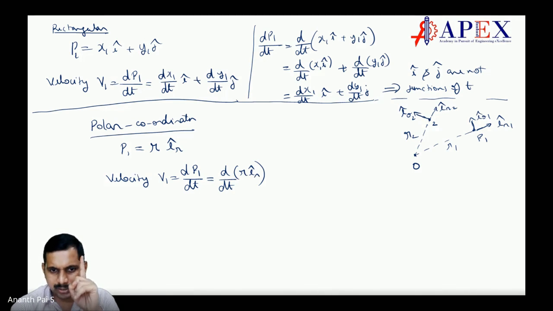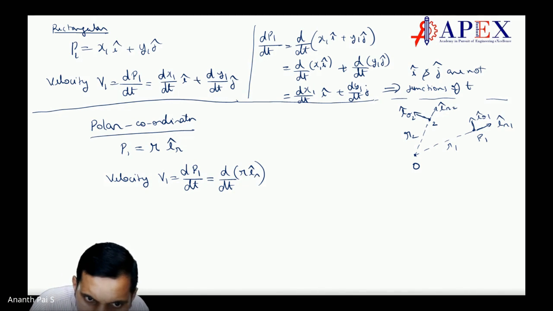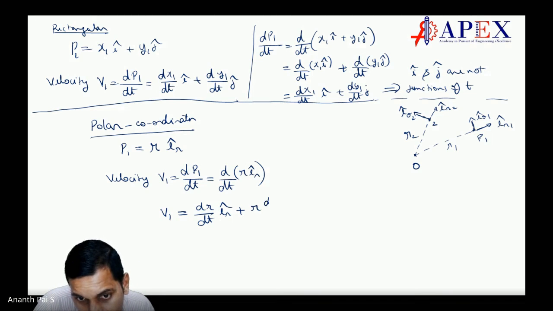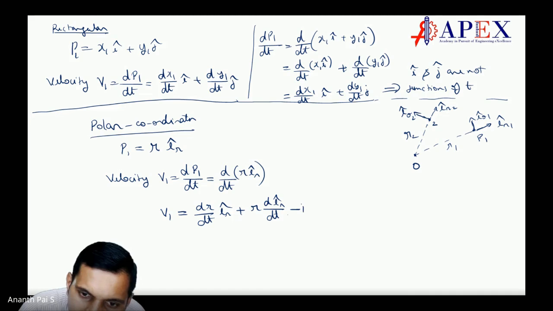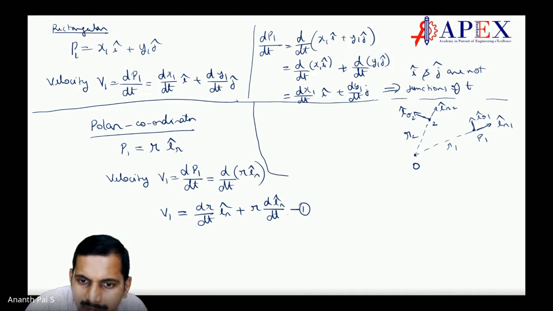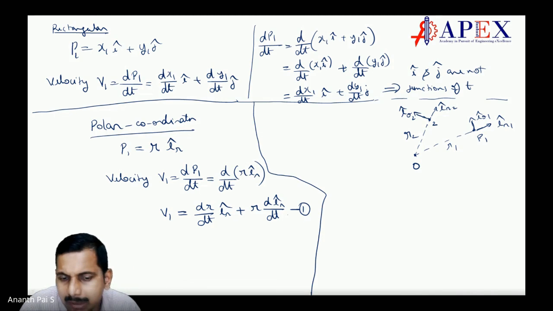Unit vector has unity. So now v can be written as dr by dt into er plus r into der by dt. Makes sense? Now let us put that as equation 1. Now let us evaluate der by dt.